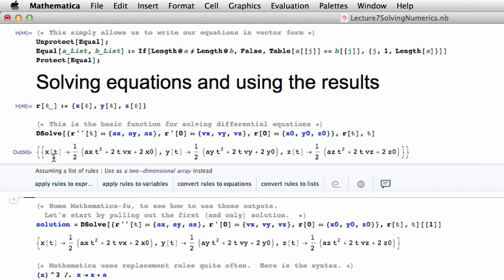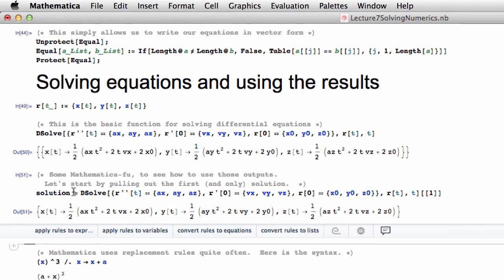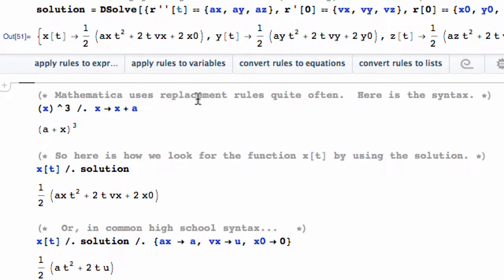Well, in fact, you'll notice it's in 2 sets of curly brackets. So one thing we can do is take the first element of that. So we're making solution equal to the first element of that. And we've got rid of one of the sets of curly brackets, but we still have this list of replacement rules. So it's a list of replacement rules rather than a list of solutions. And there are some good reasons for doing that. And we'll discuss that after we explain just what a replacement rule is.